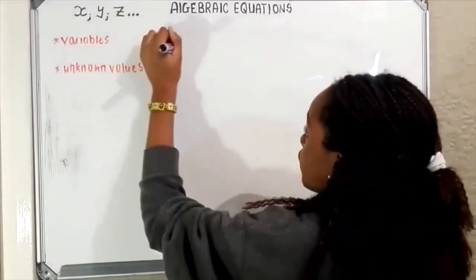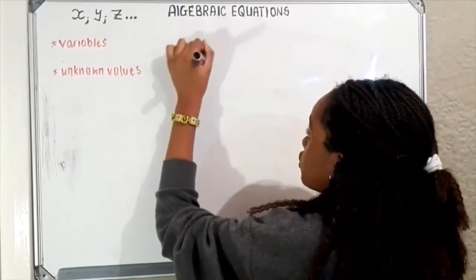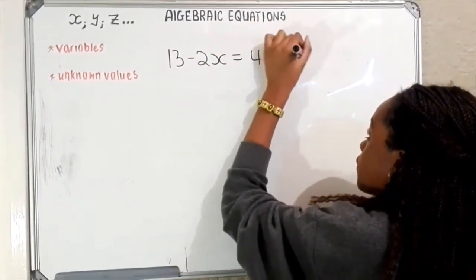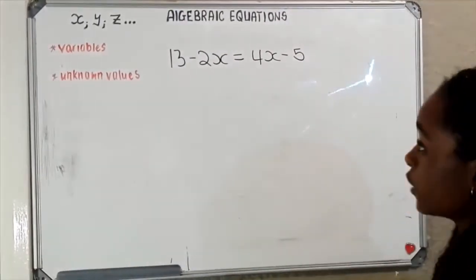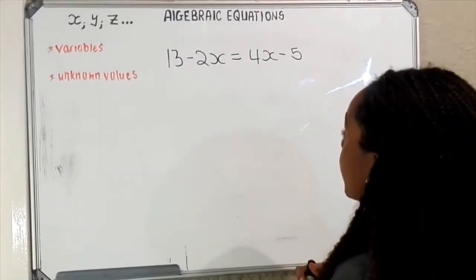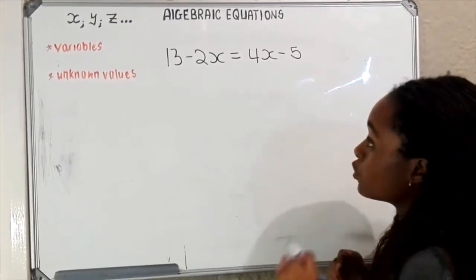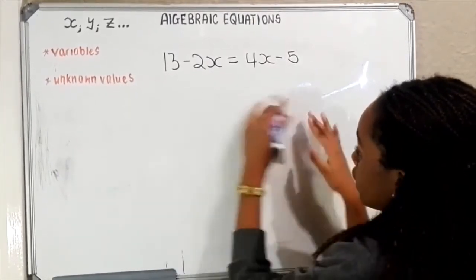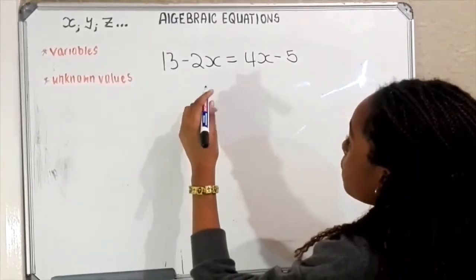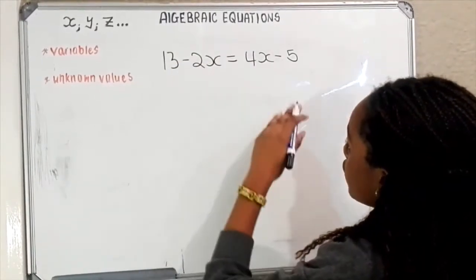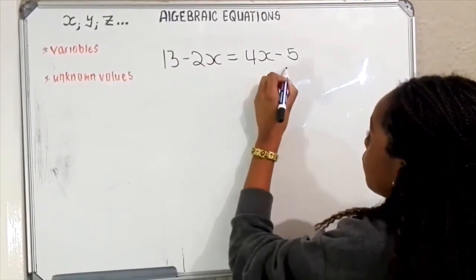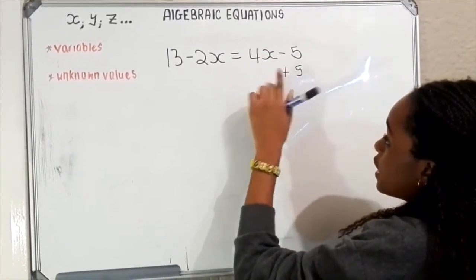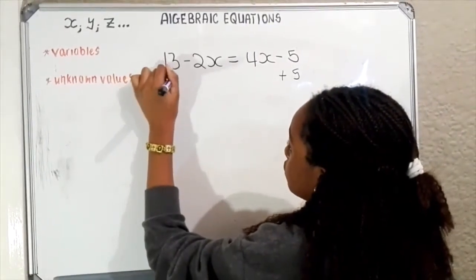Okay, let's try this one. Say we have 13 minus 2x is equal to 4x minus 5. Feel free to pause the video and try this on your own. Again, we have two variables, but do not panic, we'll do it as usual. I'm going to do everything in one step. I want the x on one side and everything else on the other side. So I'm going to plus 5 on this side, because the inverse of minus is plus, and I'm going to plus 5 on this side as well.